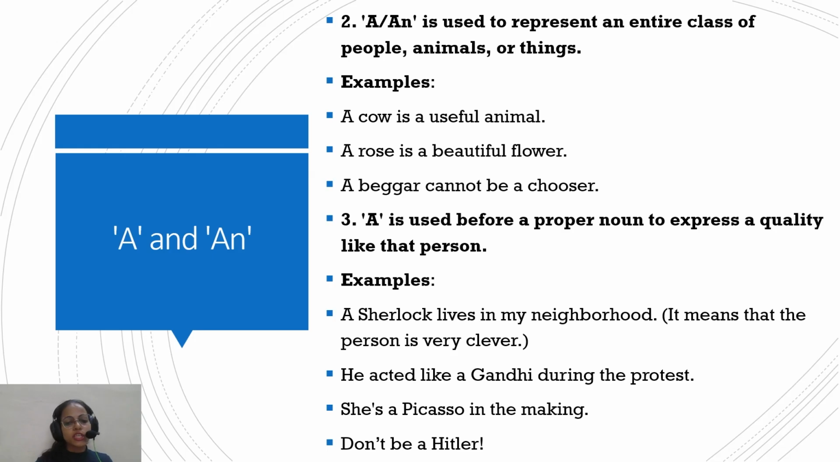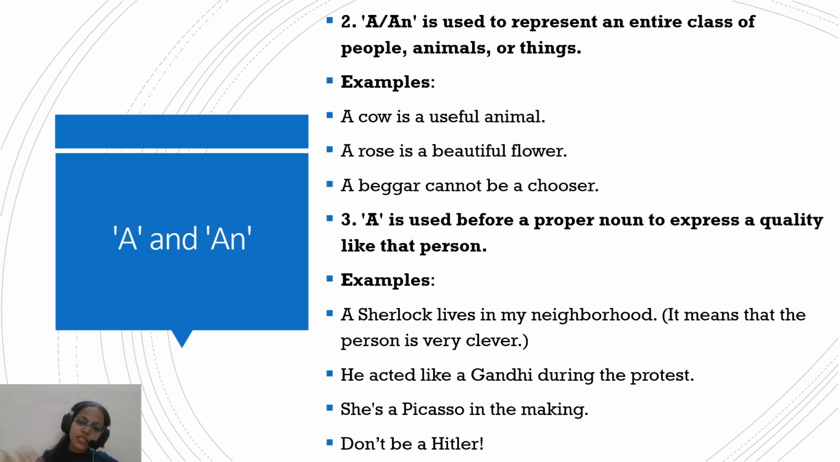So a Sherlock lives in my neighborhood. Here, Sherlock as a person, that individual, is not being invoked. Only the quality is being referred to by that person's name because of the resemblance. So it means that the person is very clever. The use of Sherlock here has a meaning, not the individual Sherlock, but that person being clever. So when a proper noun is used in this context, only then a can be used. If we were talking about Sherlock Holmes, then definitely we cannot use the article a. Then we would say Sherlock Holmes lives in London. We wouldn't say, a Sherlock Holmes lives in London. Of course not.